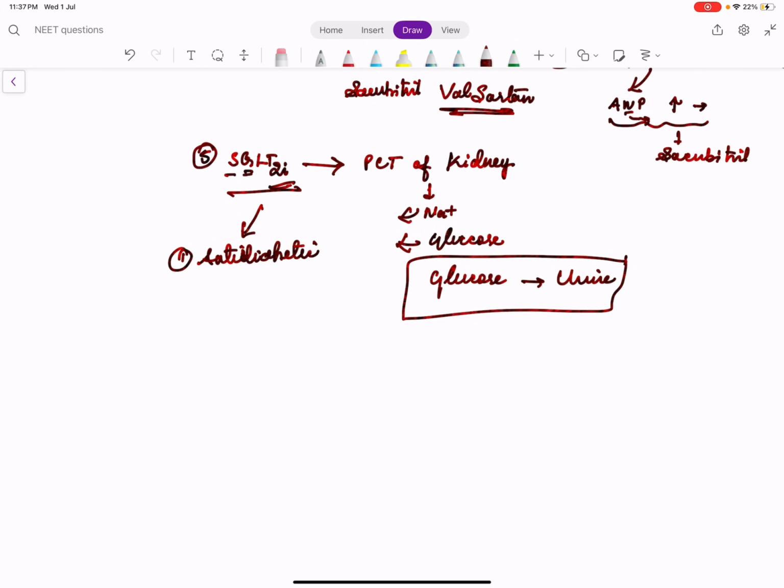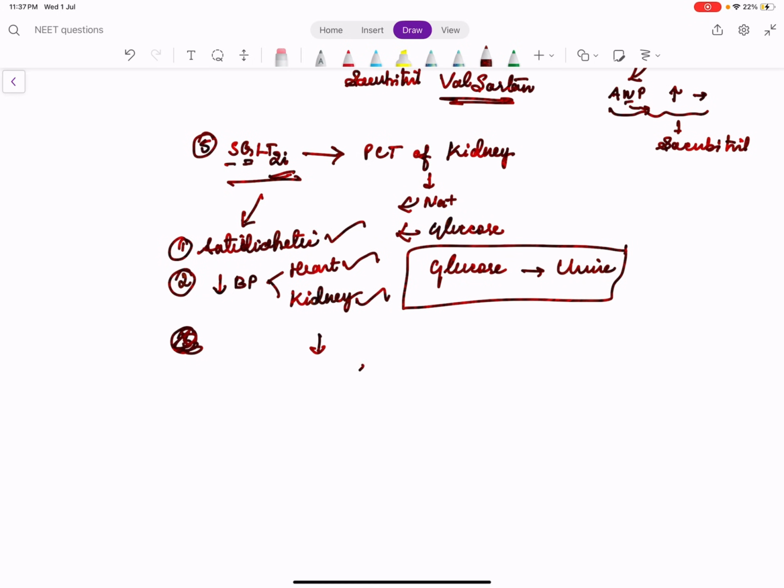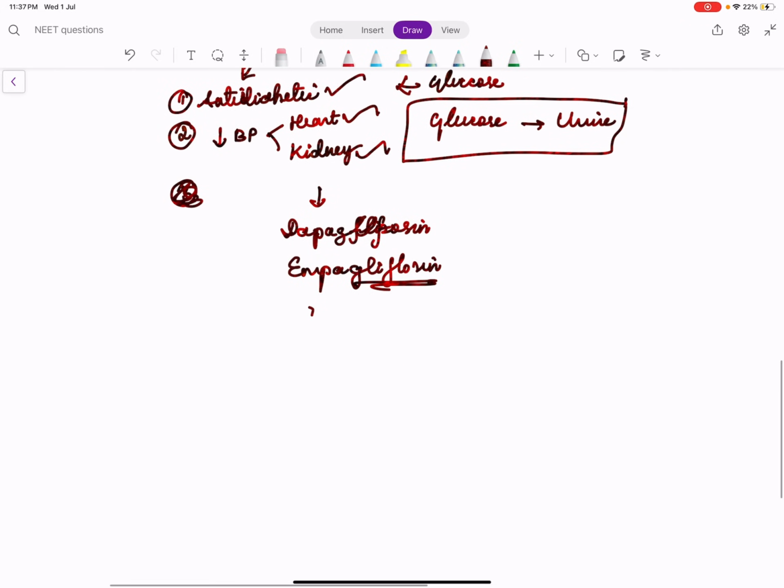By excreting sodium and glucose, what does it do? It can reduce the BP. So it is good for the heart and good for the kidney. It is cardioprotective and nephroprotective. That is how this drug is useful. So SGLT2 inhibitor is an anti-diabetic, cardioprotective and nephroprotective. The examples of SGLT2 inhibitors are anything which ends with flozin: dapagliflozin, empagliflozin, canagliflozin.